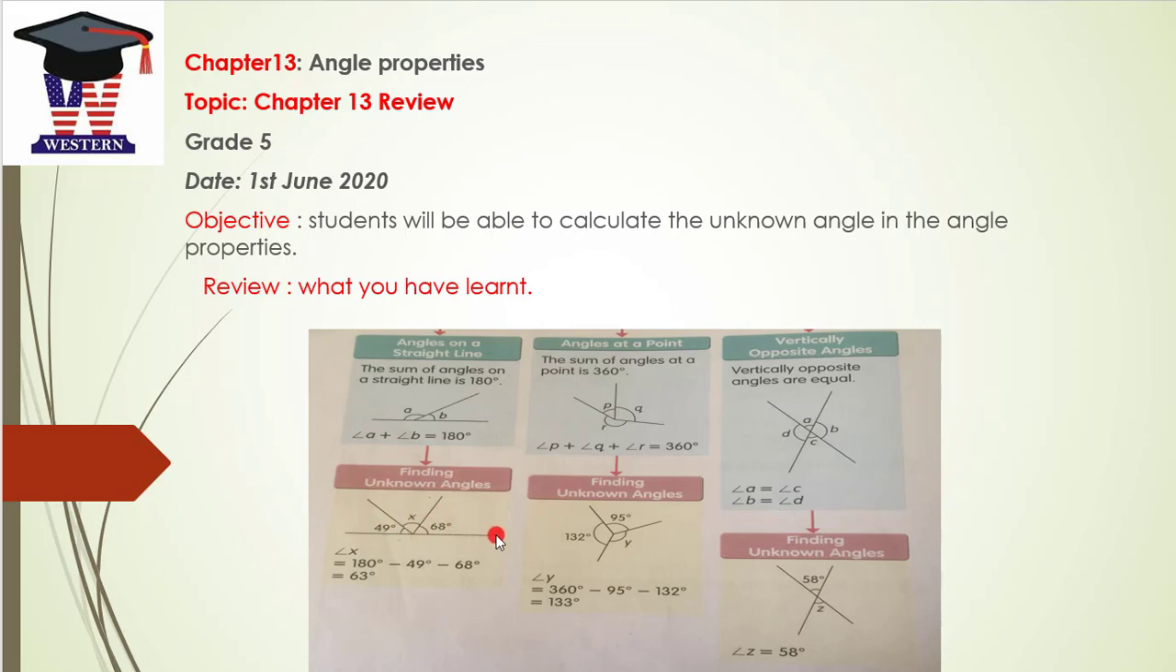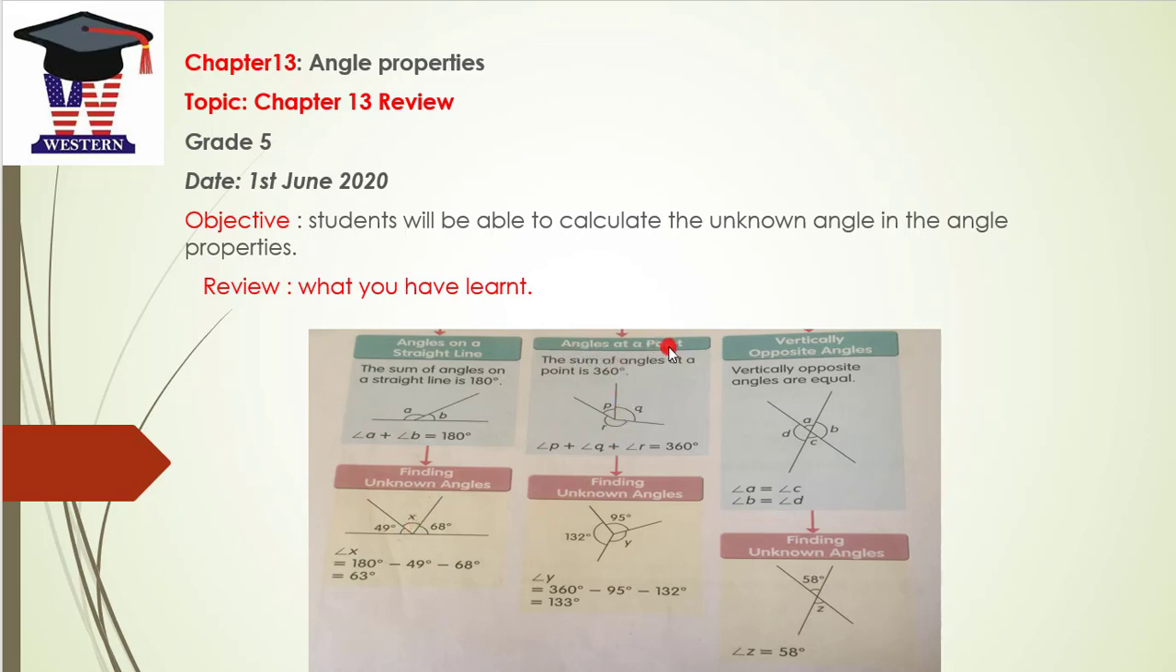We have three angles on this straight line. We have angle 49 degrees, angle 68 degrees, and angle H. Angle H is the angle that we are going to find. So to find angle H, we take 180 minus 49 minus 68. The answer is 63 degrees.